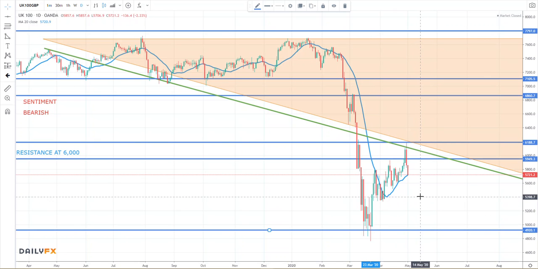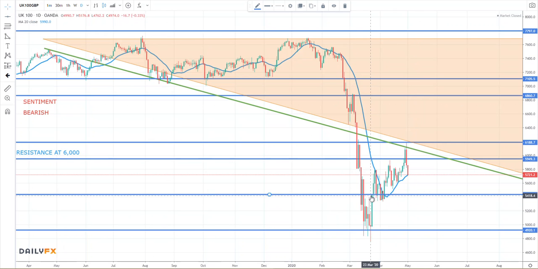We also have some short-term support at 5,400. So if that holds in the middle of the zone, we could see prices move sideways and then hopefully ascend through that descending triangle and the support resistance zone established here.